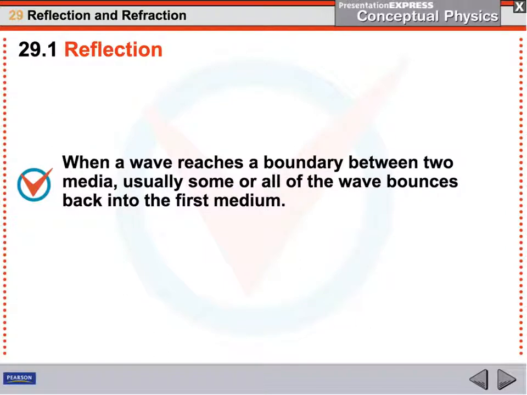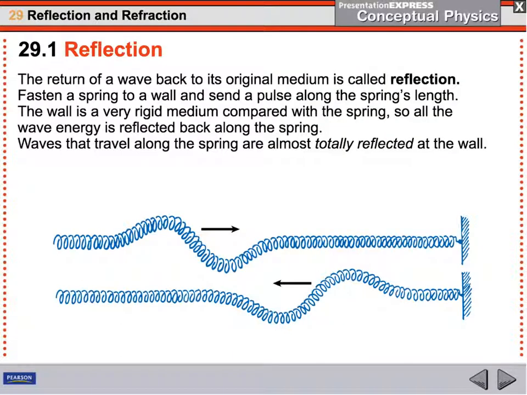When a wave reaches a boundary between two media, usually some or all of the wave bounces back into the first medium. The return of a wave back to its original medium is called reflection.